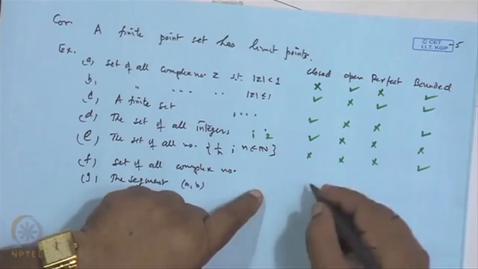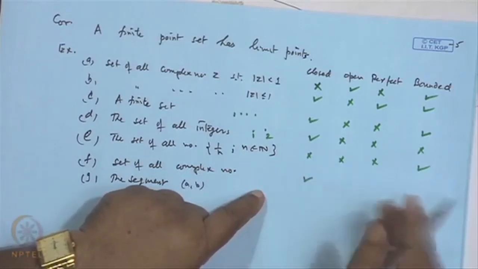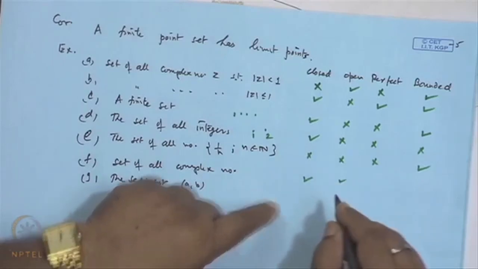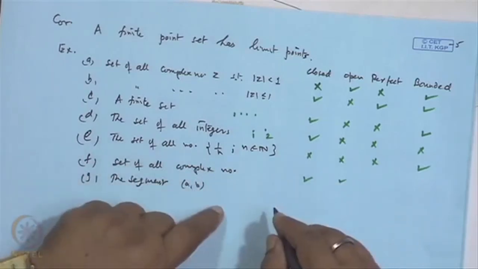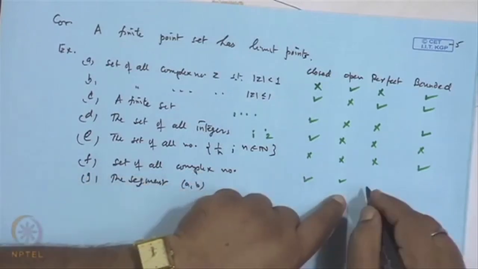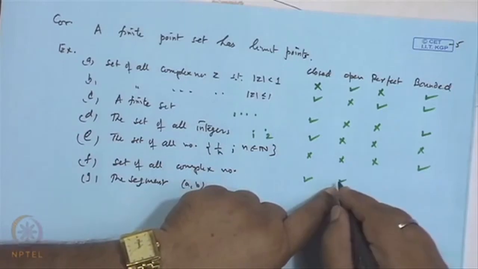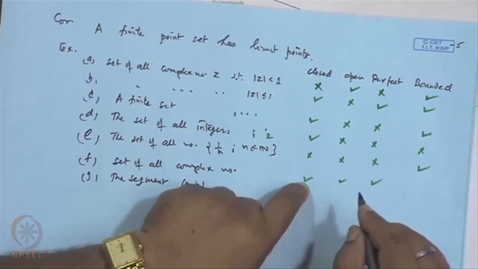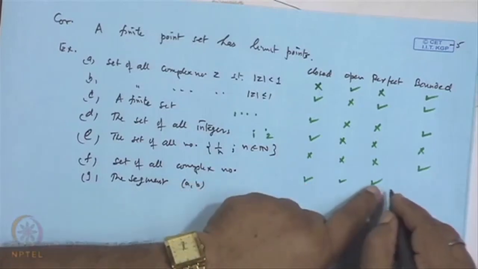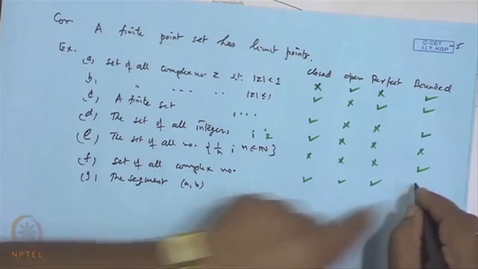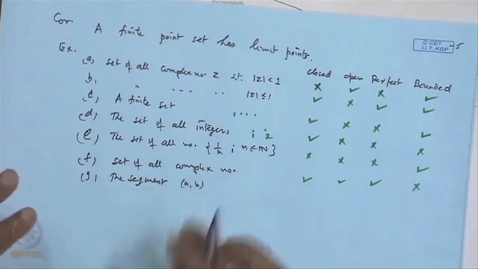The set of complex numbers is the entire plane. We can say all the limit points are inside it, and every point is an interior point, because we can draw a ball around each point which is totally contained in the complex plane. So it is open, and it is closed. It is perfect also, because every point is a limit point. And it is not bounded, because it is an unbounded plane.